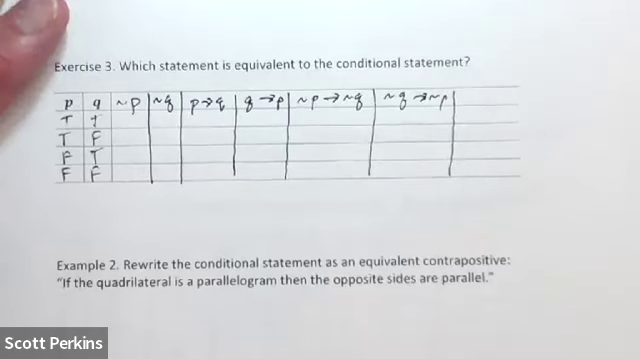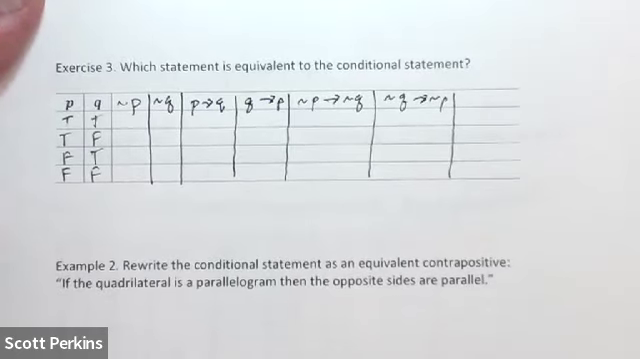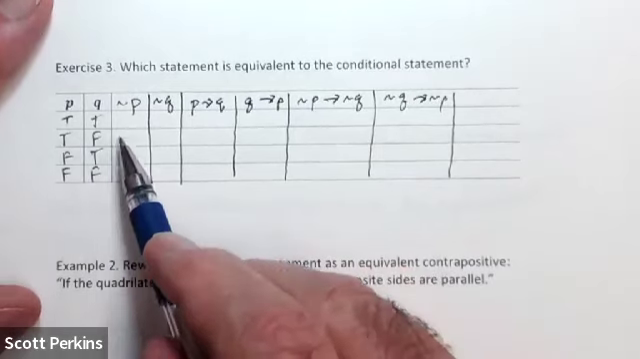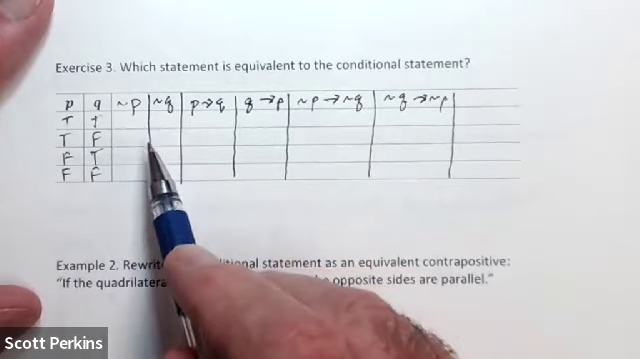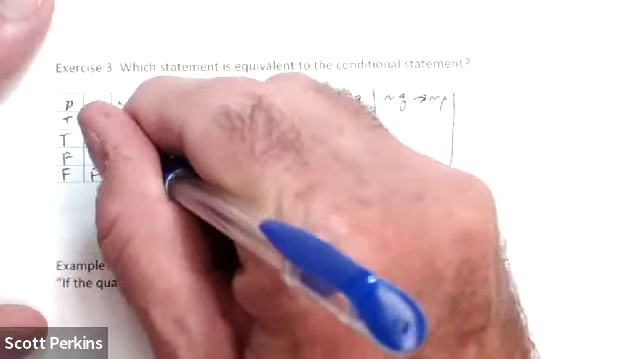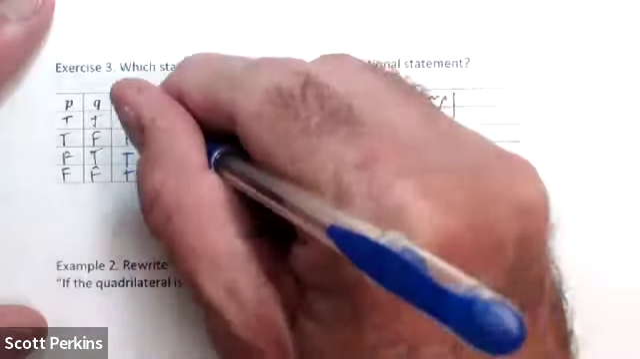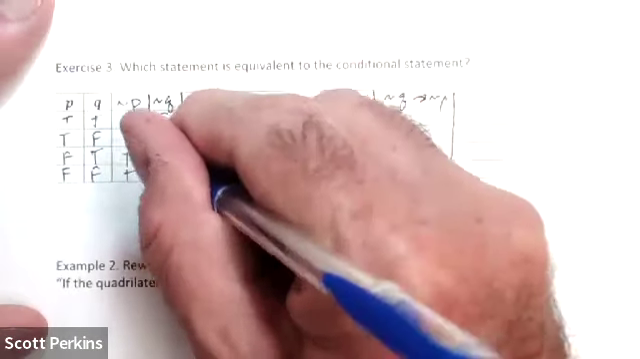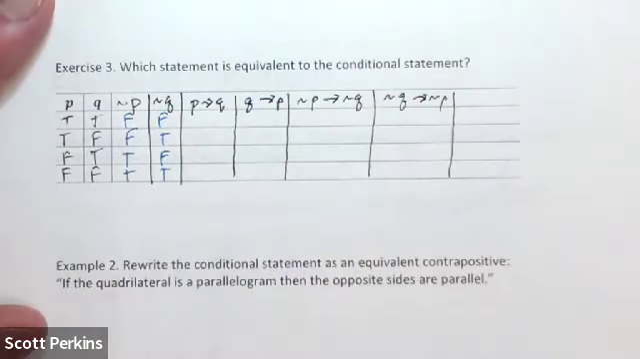Okay, we're back. I hope you pushed pause. So let's see how we do right here. So first thing is I need a column for squiggly P and squiggly Q. So squiggly P is false, false, true, true. Squiggly Q is false, true, false, true.